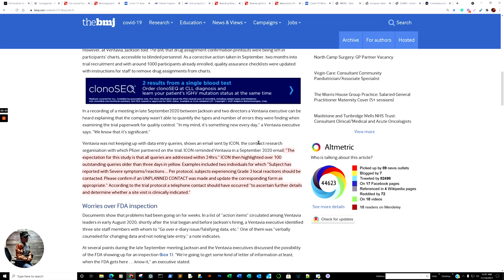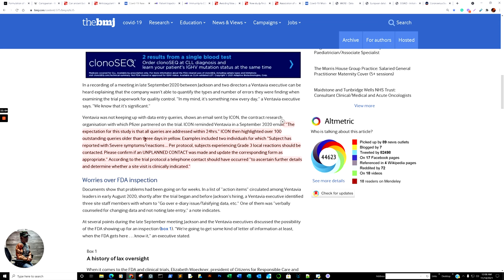Showed an email sent by ICON, the contract research organization with which Pfizer partnered on the trial. ICON reminded Ventavia in a September 2020 email, quote, the expectation for this study is that all queries are addressed within 24 hours. ICON then highlighted over 100 outstanding queries older than 3 days in yellow. See, there's individuals trying to keep an eye on each other, but something broke, and I'm speaking in the best possible light. Examples included two individuals for which the subject has, quote, reported severe symptoms reactions per protocol.